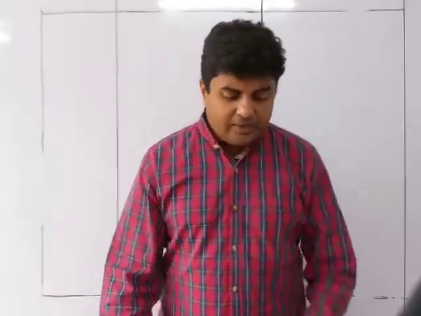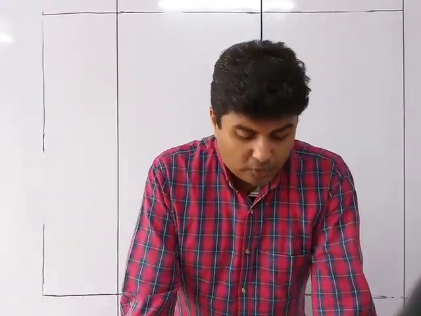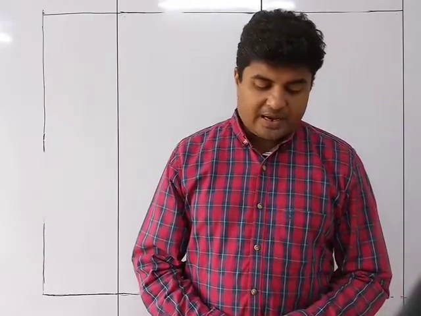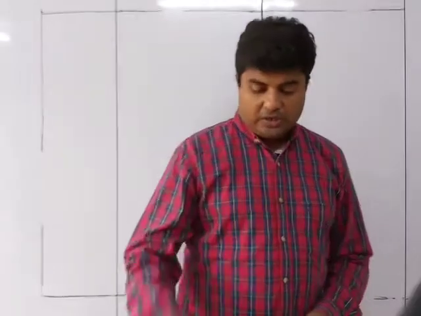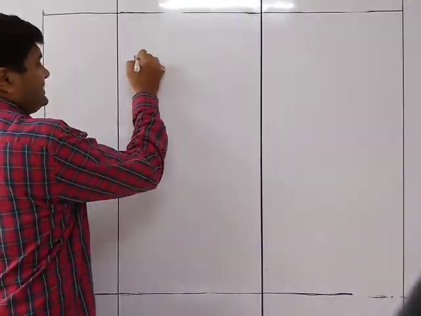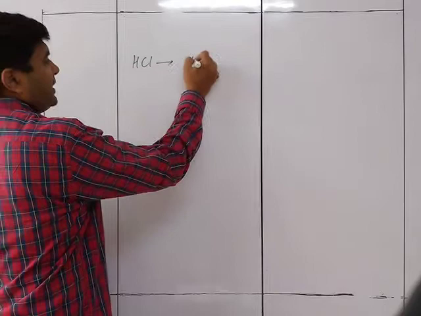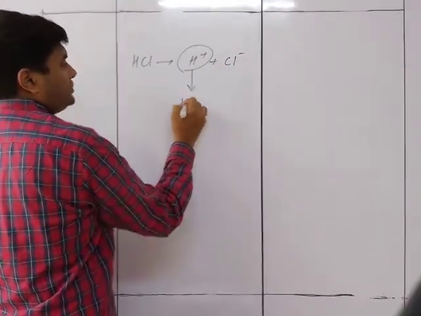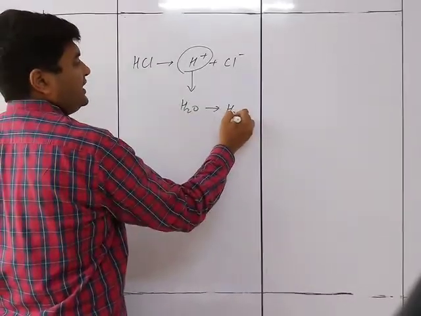The other one is the Lowry-Bronsted theory. Acids are proton donors, bases are proton acceptors. So you can see HCl gives H plus and Cl minus. Here the acid is a proton donor, because HCl is going to become H plus and Cl minus. Now this H plus is going to go to H2O to form H3O plus.